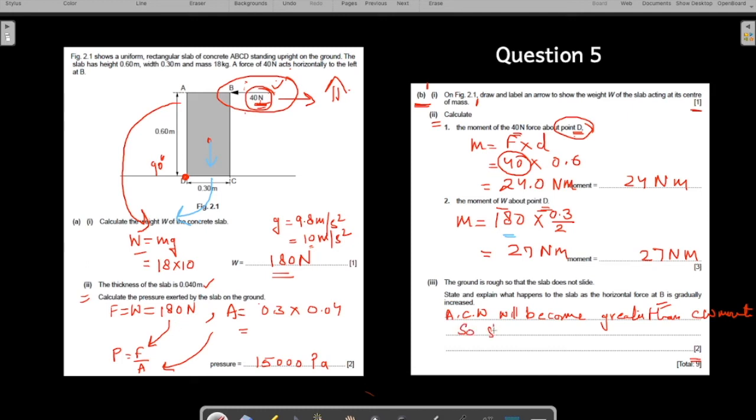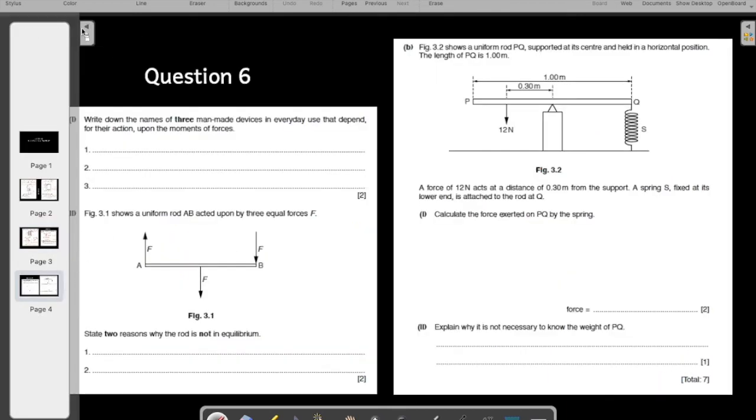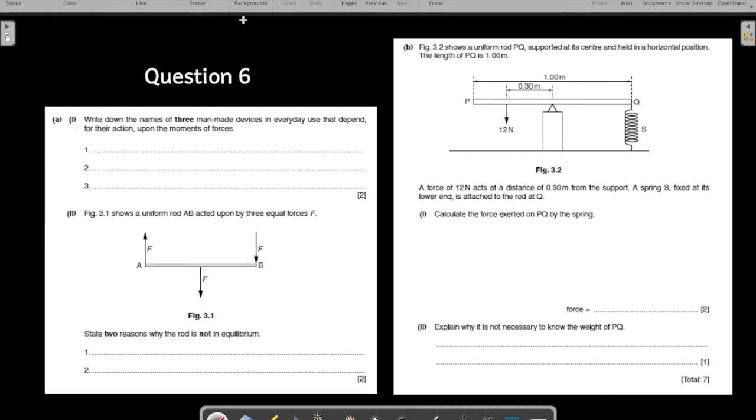So the slab will fall down. Fall down towards where? Towards the left. Alright. I hope this question makes sense. If you have any further doubts, you can ask me in the comment section. Let us come to the last question now.